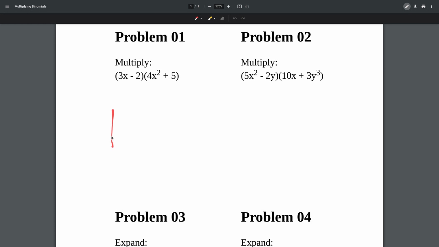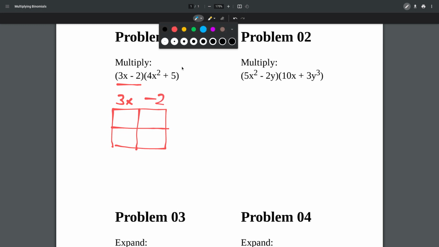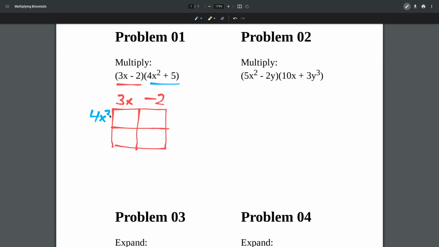So what we're going to do is draw a Punnett Square here. Okay? And I'm going to segment it into 4 parts, and I'm going to write my first binomial on top, so 3x minus 2. And then let's just change color here. I'm going to write this second binomial on the side here, so 4x squared. And this really doesn't matter. I could have written the second binomial on top. The result would be the same, but you want to pick one side to put them on and place them there. And then I'm going to multiply these together.